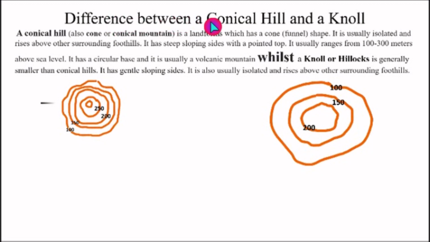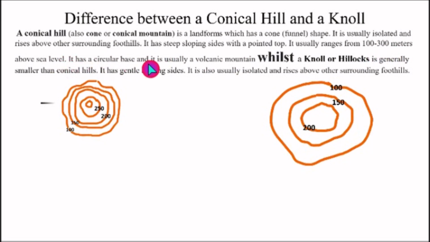Difference between a conical hill and a knoll. A conical hill, also known as a cone or a conical mountain, is a landform which has a cone or funnel shape. It is usually isolated and rises above other surrounding foothills. It has steep sloping sides with a pointed top. It usually ranges from 100 meters to 300 meters above sea level.